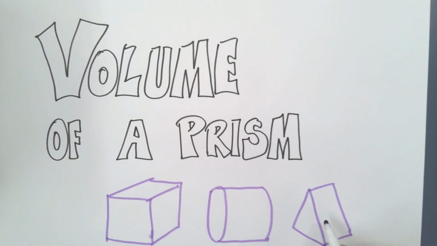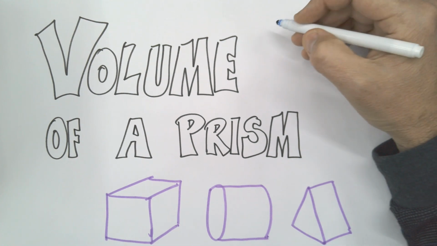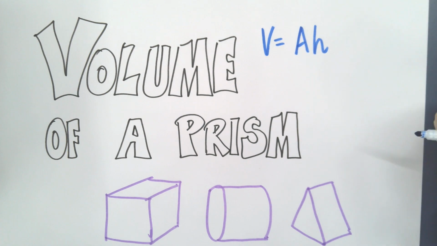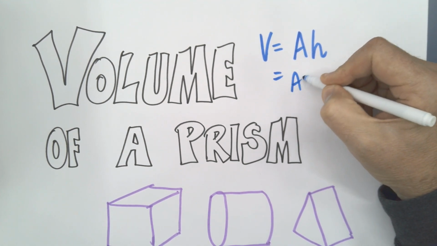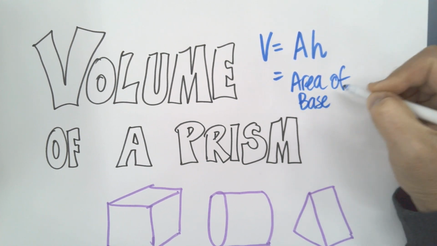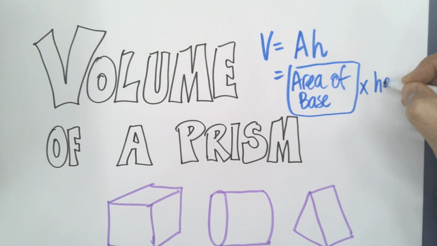Okay, now in the formula sheet it says this. It says the volume equals capital AH. Okay, and what the heck does that mean? That means the area of the base times the height.